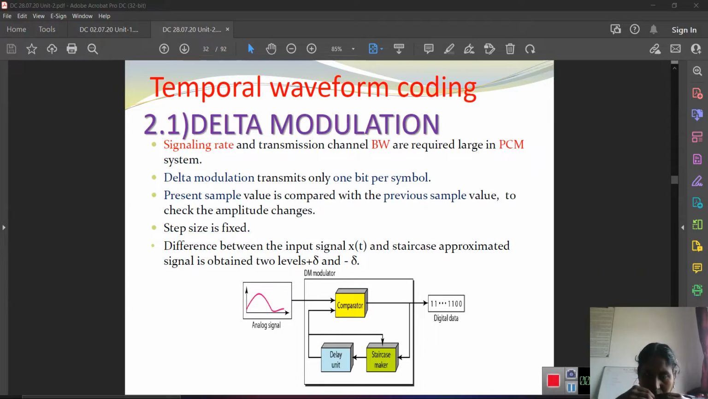Good morning, students. DC 8501 Digital Communication. Here we see about delta modulation, that is Unit 2.